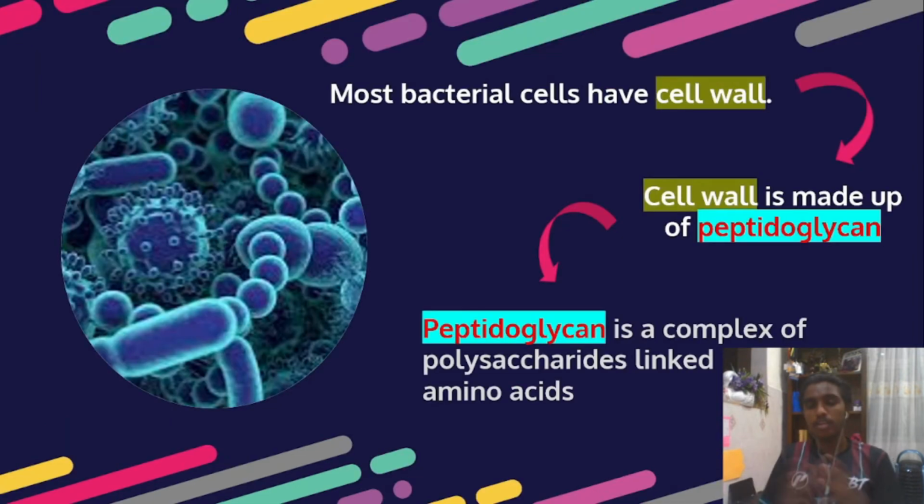The first common characteristic of bacteria is that most bacterial cells have a cell wall, and this cell wall is made up of peptidoglycan. What is peptidoglycan? Peptidoglycan is a complex of polysaccharides linked by amino acids. Most bacterial cells have a cell wall like plant cells.